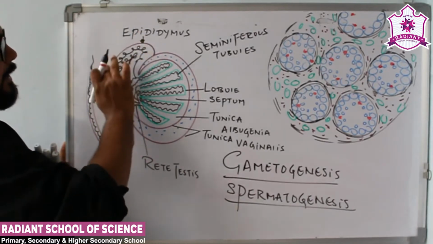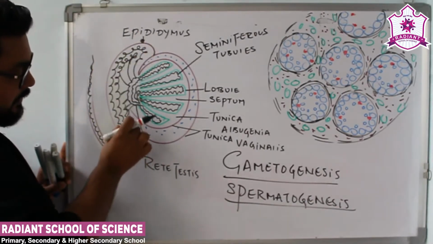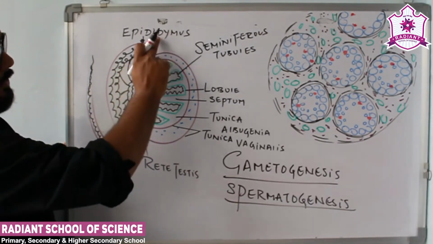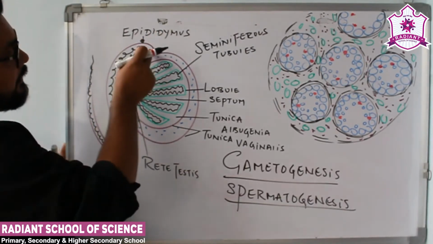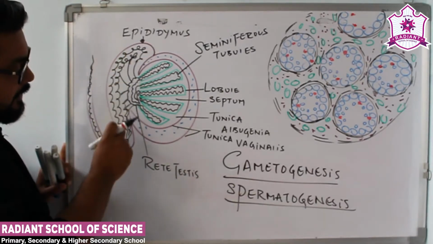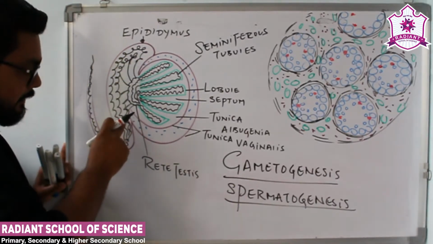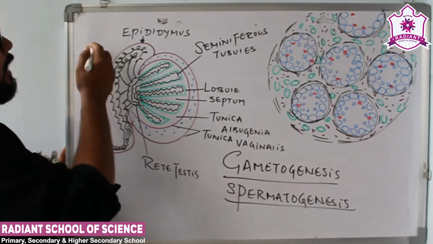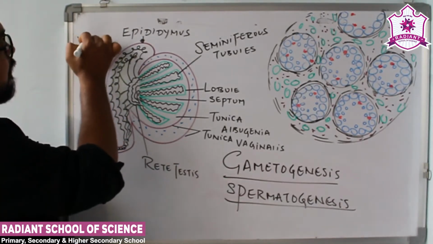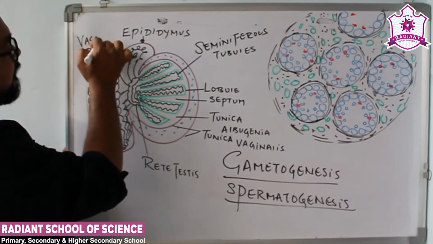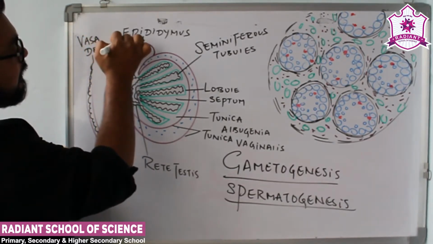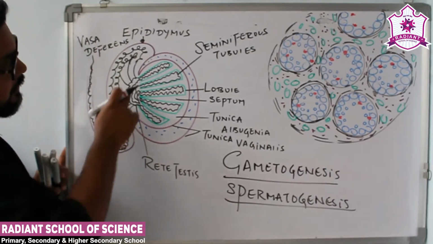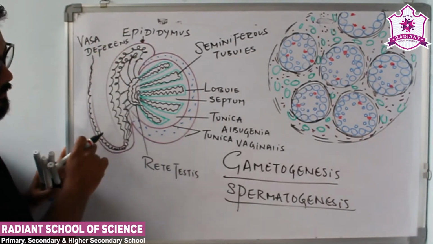So this is the head of the epididymis. This portion is the tail of the epididymis, and this is the body of the epididymis. So this is the epididymis as a whole: the head portion, the body portion, and the tail portion. And this coiled up structure gets condensed and forms a highly coiled structure, which is known as vasa deferens. So this is vasa deferens. Vasa deferens is formed by the epididymis.